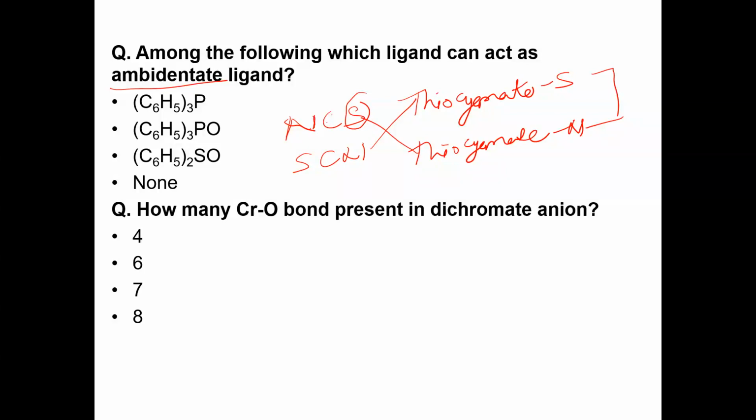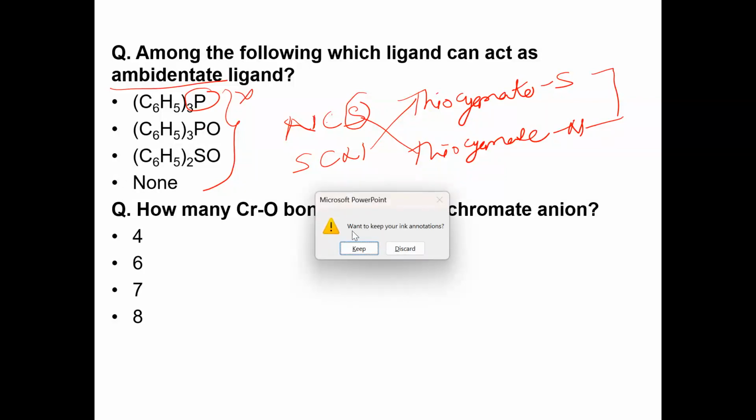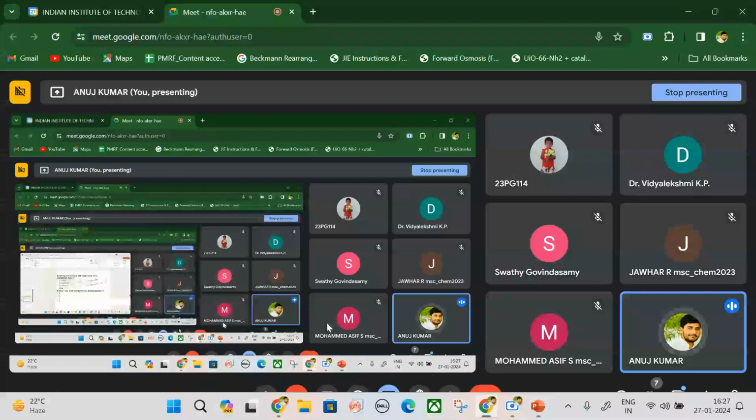Okay, so basically you have to choose which ligand can act as the ambidentate ligand. First try to draw the structures of all the given ligands, and after that you will get the information automatically. Okay, the first option, there is only phosphorus. There are no two elements. Okay, so I will be waiting for 2 minutes.